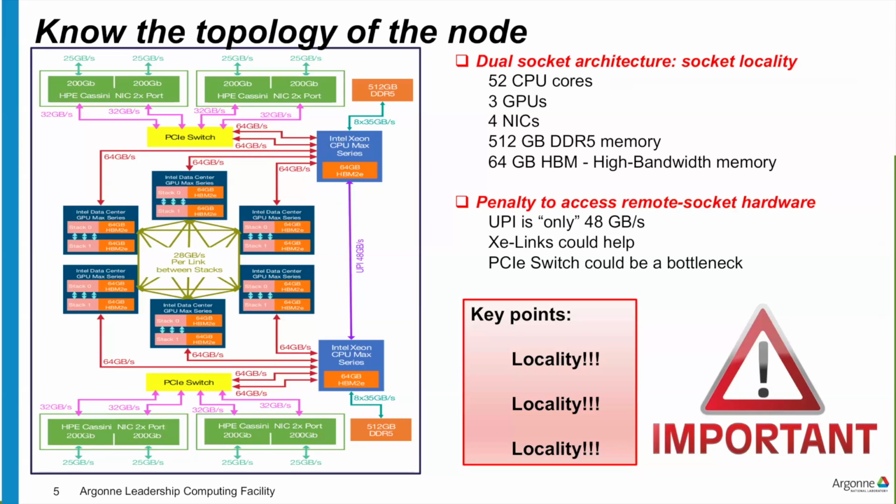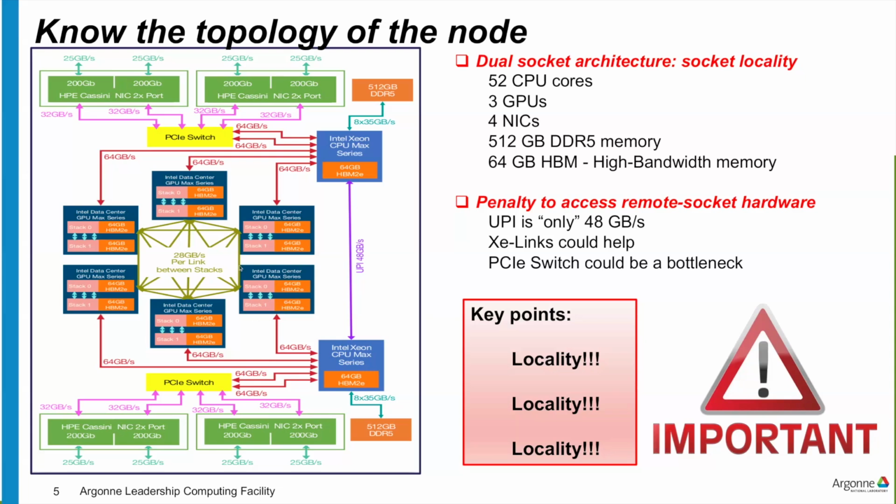We have a lot of places where we have advertised the topology of the node. I put this for reference because I will constantly refer to certain namings and conventions. On Aurora, every node is a dual socket CPU with a set of memories, a set of interconnects, and a connection between the two sockets. As you can see from this slide, each socket has a 52 core CPU attached.